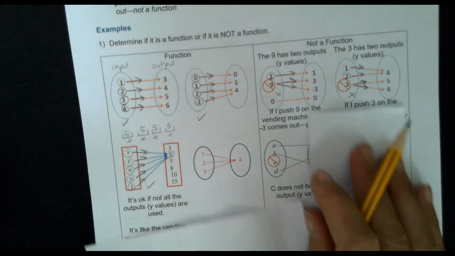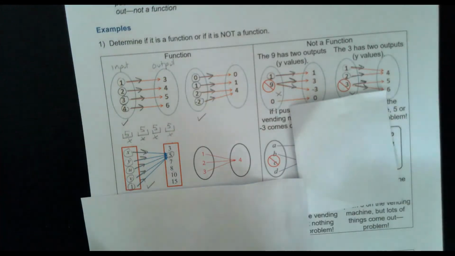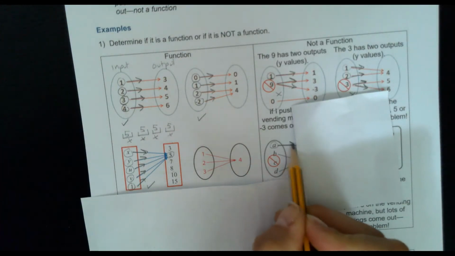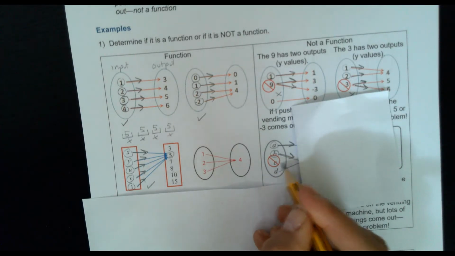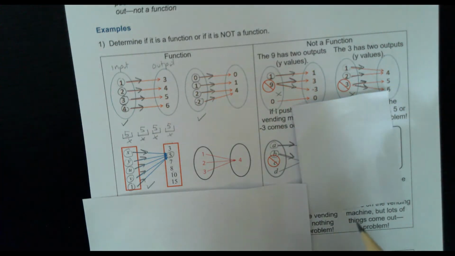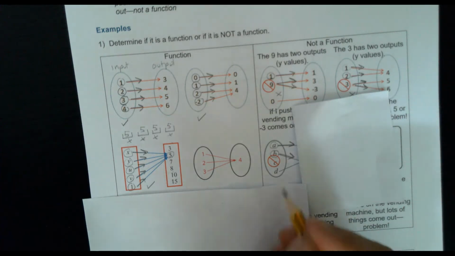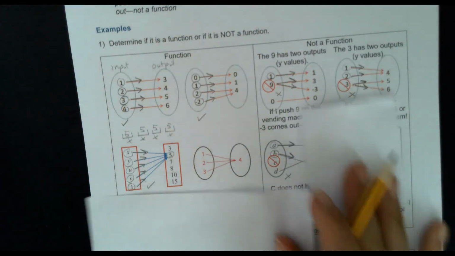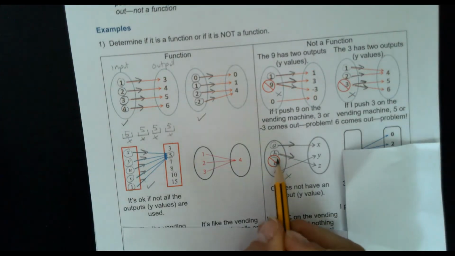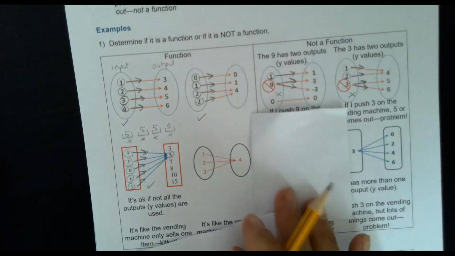So let's look at this one. Is this a function? I push A, one thing comes out. I push B, one thing comes out. I push C, nothing comes out. So I push the buttons on the vending machine, but my Kit Kat does not come out of the vending machine. That's a problem. That means the vending machine is broken and it's not a function. It's not a function because this input does not have an output, because you have to have one output for every input. Okay, so that's not a function.